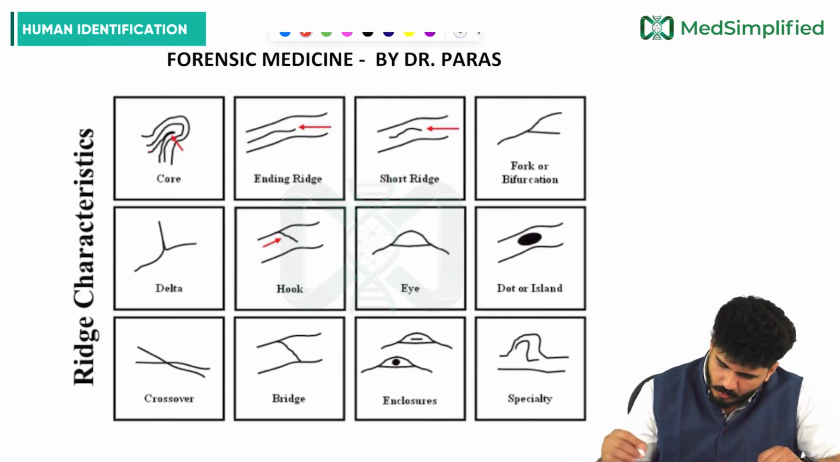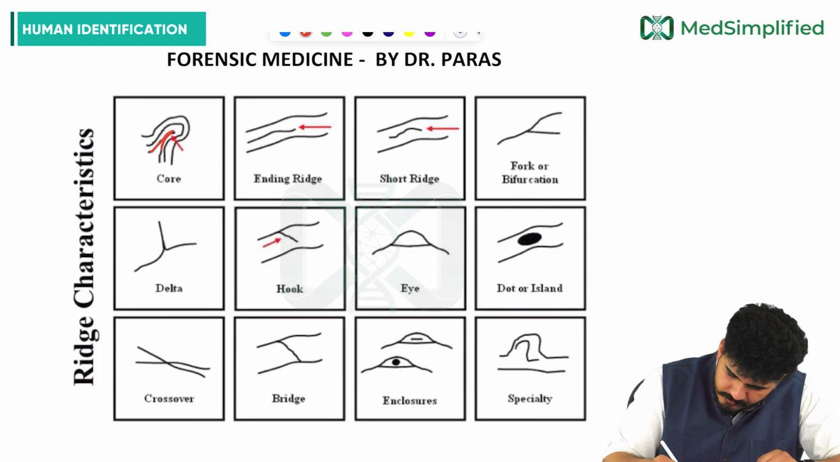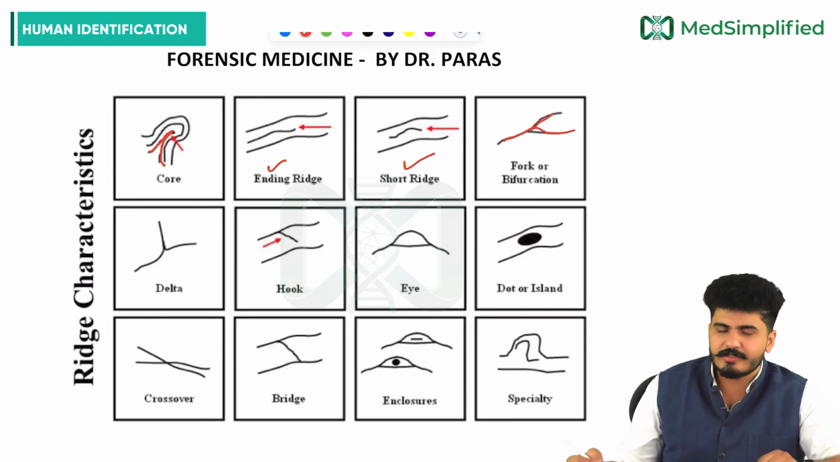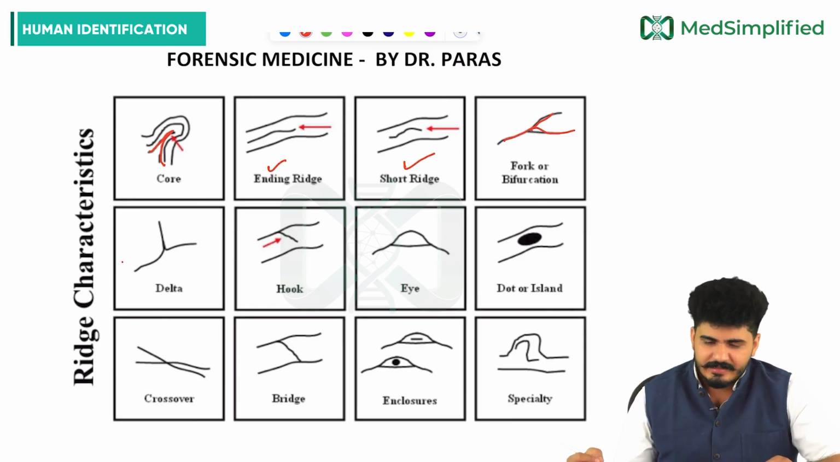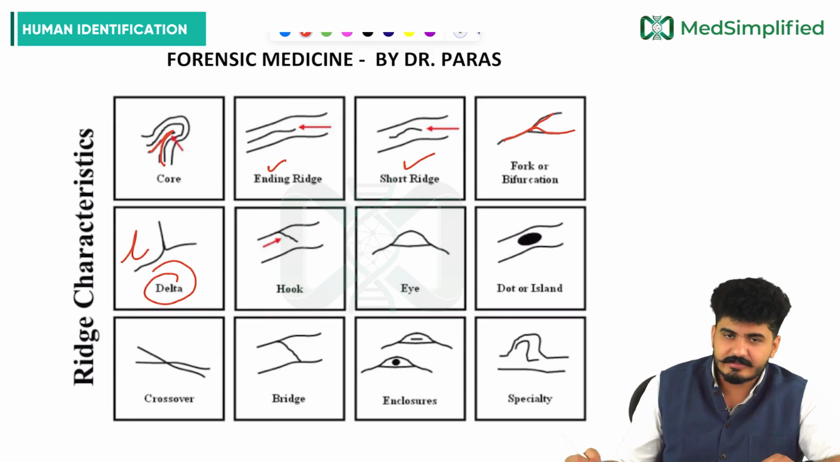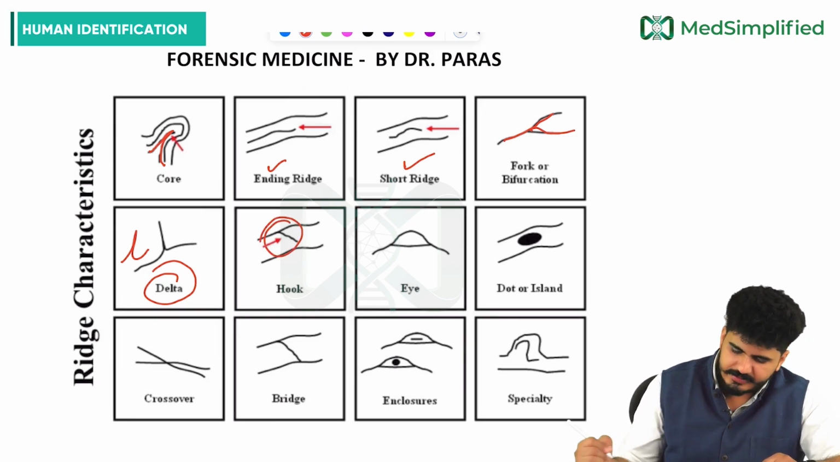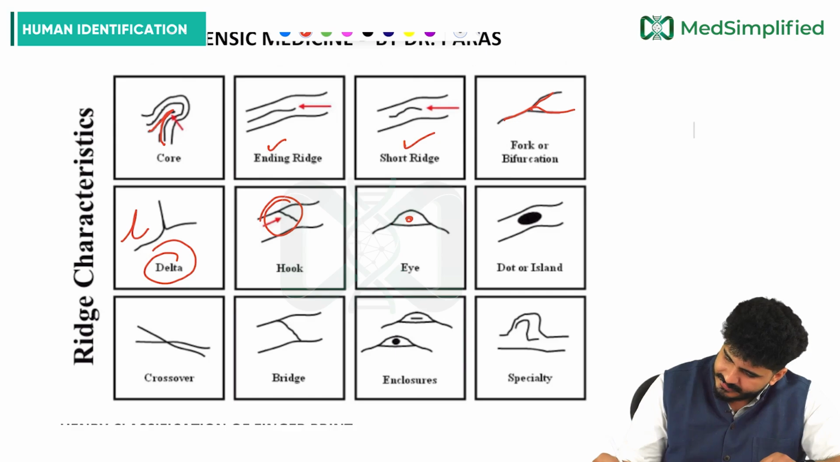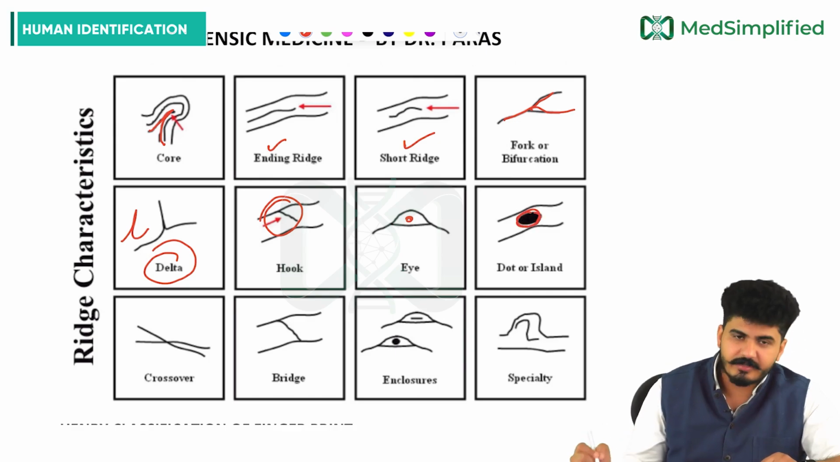If we see the core, this is core. If the ridge is going like this, it is core. Ending ridge, this is ending ridge. Then if it is not completed, just short only, then short ridge. Then fork, bifurcation of ridges like this is called fork bifurcation. Then it is making a delta sign like this. This is delta ridge, my dear friends. Then one hook is coming like this, this is hook. Now it is making a beautiful eye right here. This is eye. Now this is dot or island. Dot or island like this, my dear friends.